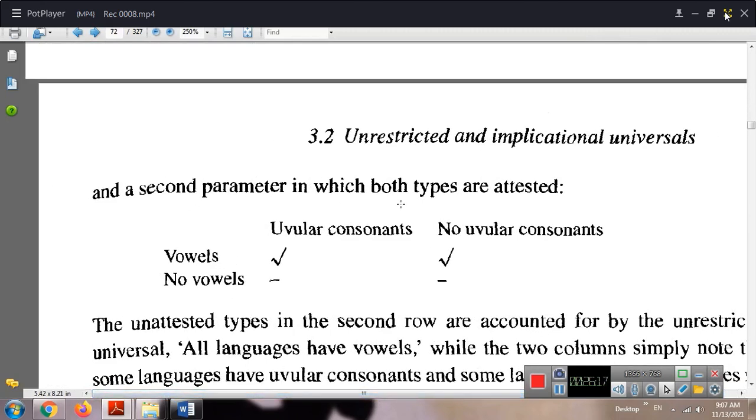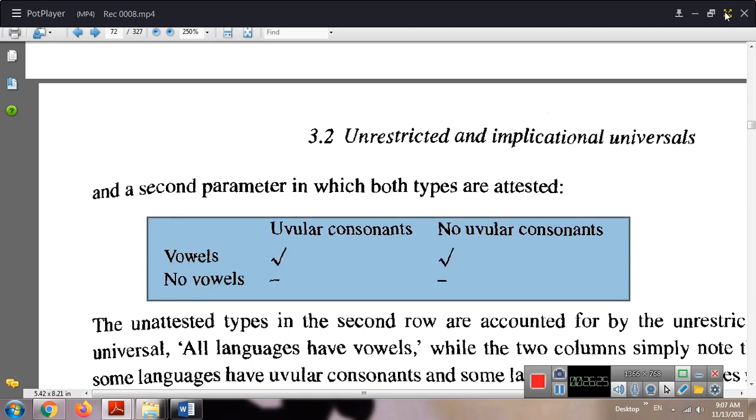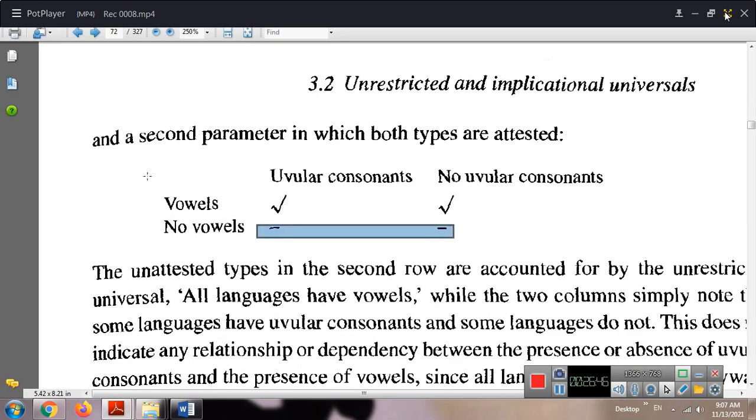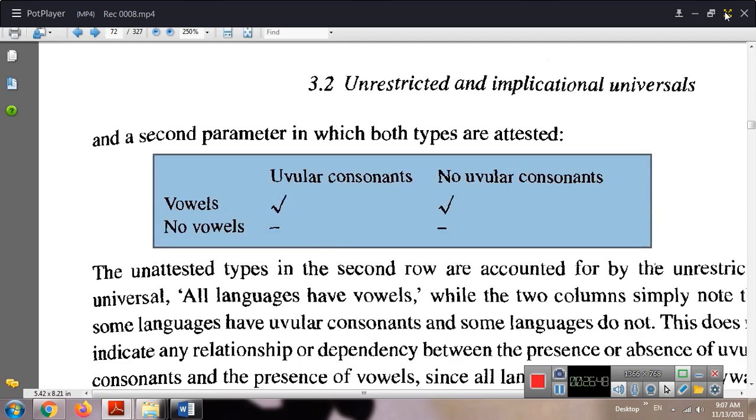The second pattern is one in which both types are attested on one parameter. Like here, we have languages with vowels, and uvular consonants exist in some languages and no uvular consonant exists in others, but we don't have a language with no vowels. You know here that both of them are minus. This is another unrestricted universal, in which two of them are plus and two of them are minus.